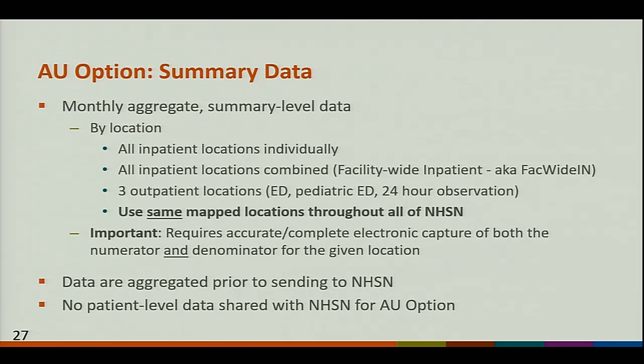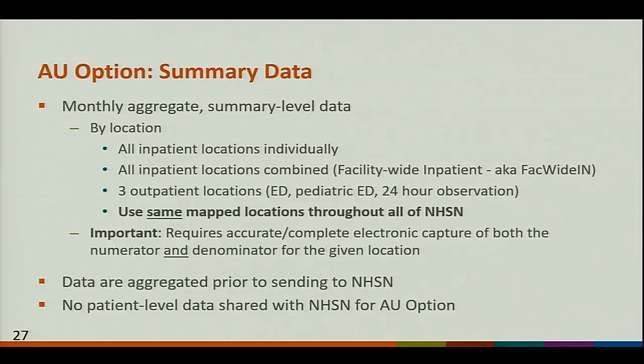But an important caveat for submitting data is that we require accurate and complete electronic capture for both the numerator and denominator in order to submit data for that given location. So some facilities have trouble capturing numerator data from specific locations. For example, in their operating rooms, sometimes facilities are not able to get accurate electronic administrations that occur in that location. That's okay. We tell folks just don't submit that location when you're submitting your data to us, so you can exclude specific units. But in order to submit your data, you must have both numerator and denominator data electronically captured.